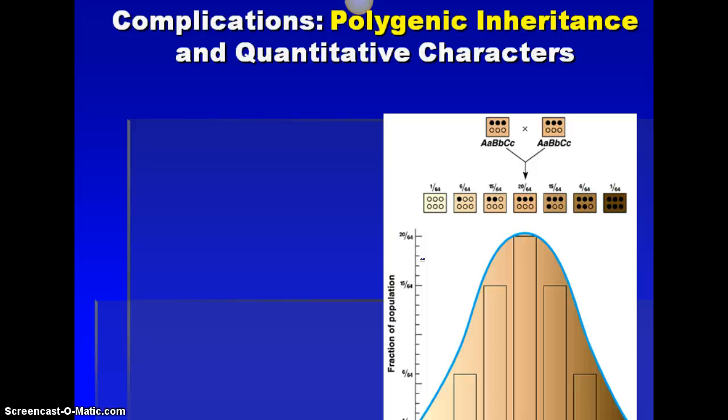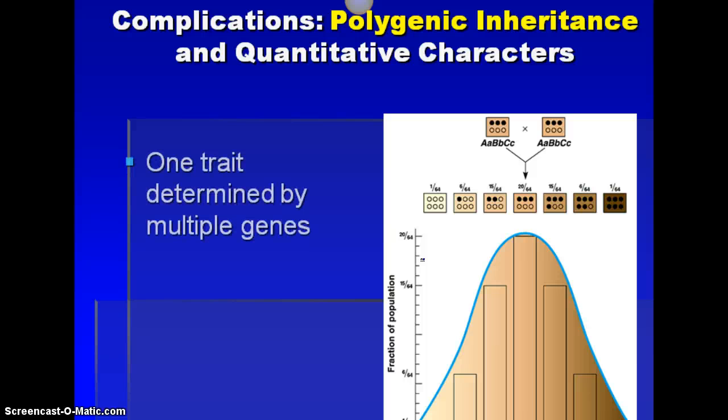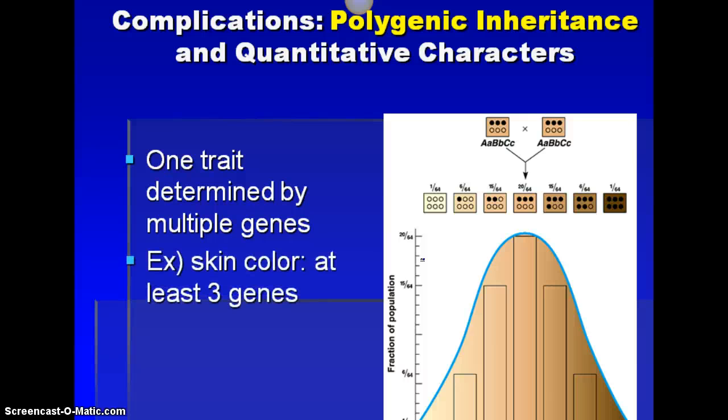Okay, another one, polygenic inheritance. In this one trait is determined by multiple genes. An example is skin color. And skin color has at least 3 different genes that code for the actual color that you have of your skin. Hair color is another example, and eye color is another example.